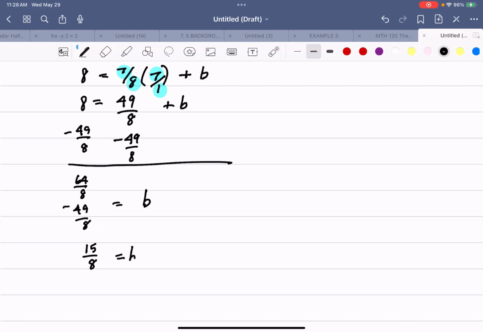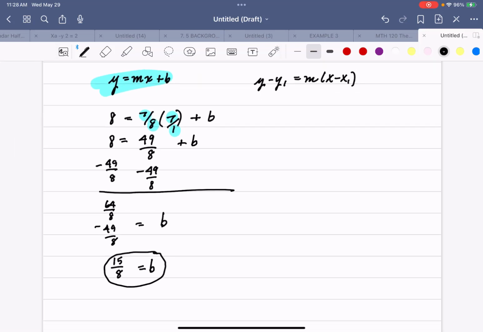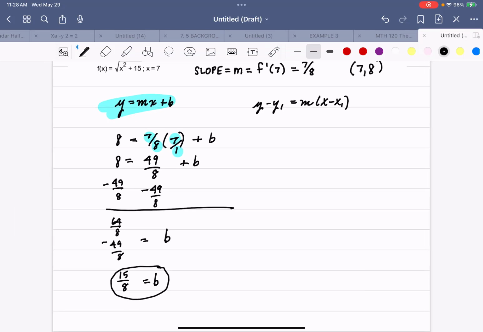And you can use the fraction key on the calculator to do the fractions. I'm not going to check your fraction work on the test. Now that we know m and b, y is equal to 7/8 x plus 15/8. Now that's using the first method, y equals mx plus b.